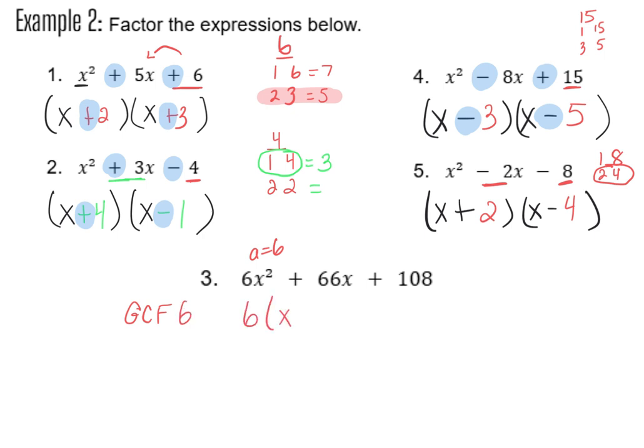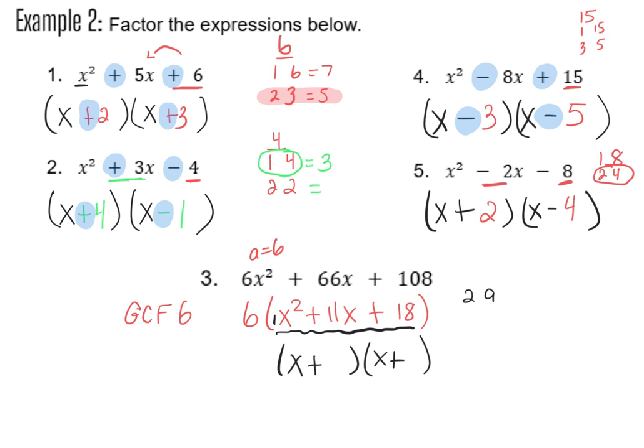So I'm going to have 6 times the quantity x squared plus 11x plus 18. So now I actually want to factor just the inside portion, because I've made that inside portion A equal to 1, so I can factor it like I just did in my examples. I notice that this is a plus problem, so this is going to turn into x plus, and I just need to figure out the numbers that multiply to give me 18. So 18 is 2 and 9, and I quickly notice that 2 and 9 do add up to give me 11, so these are automatically the two numbers that go in the parentheses.